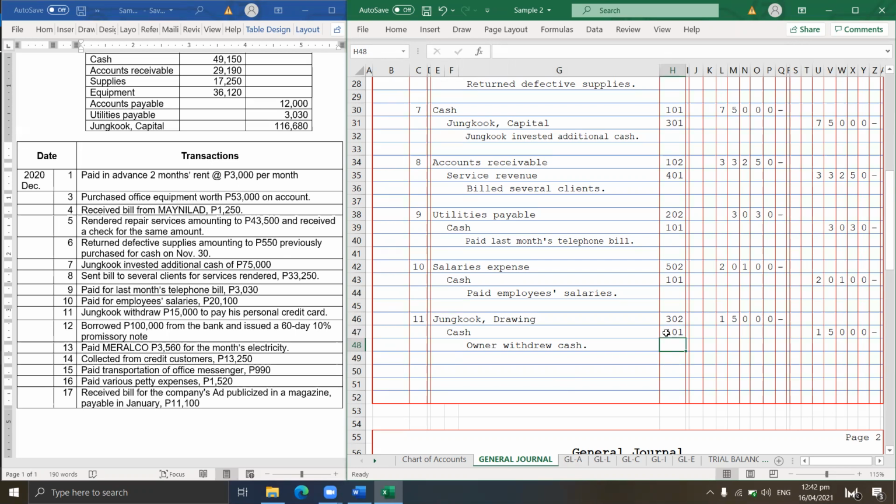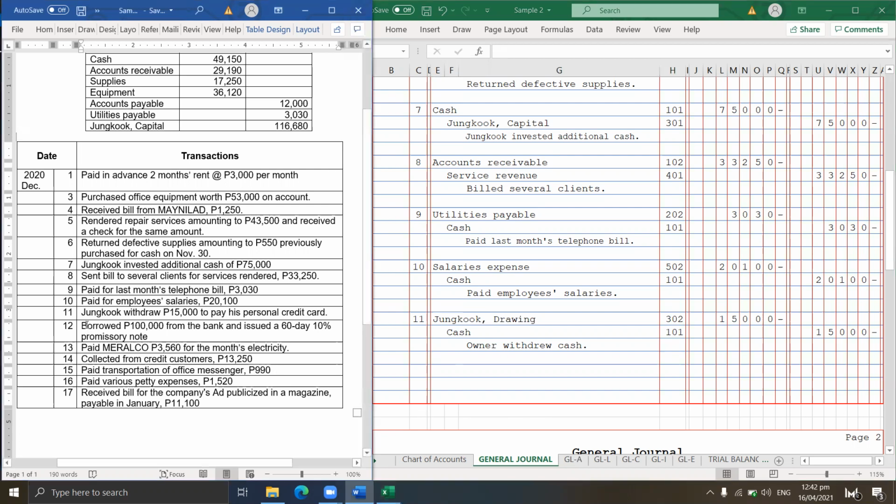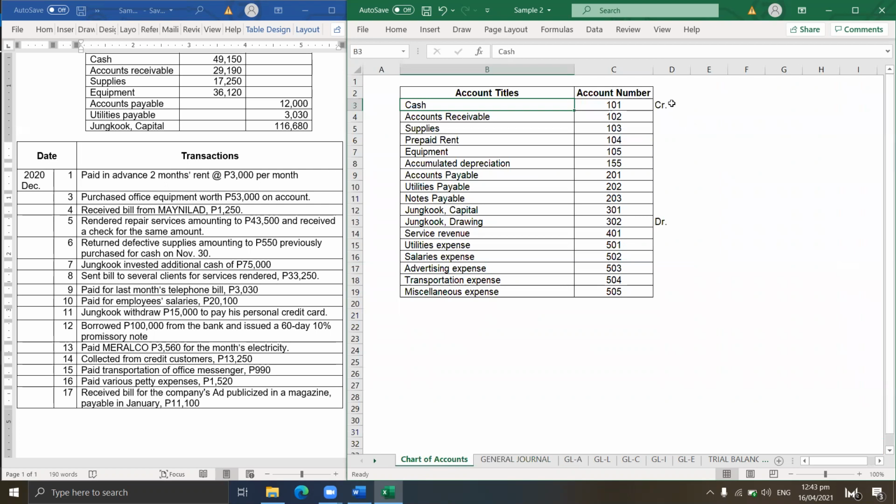Again, if you do have questions, please let me know. Okay? So next transaction, December 12. So nangutang naman tayo sa bangko. So we borrowed 100,000 from the bank and issued 60-day 10% promissory note. So kung nangutang tayo, ibig sabihin makaka-receive tayo ng 100,000. So once we receive 100,000, it will increase our cash, then it will be represented by a debit to cash.